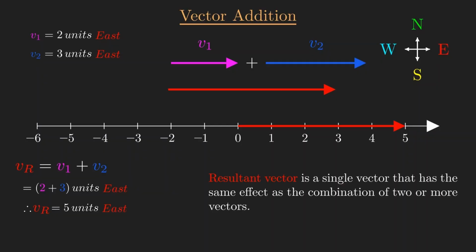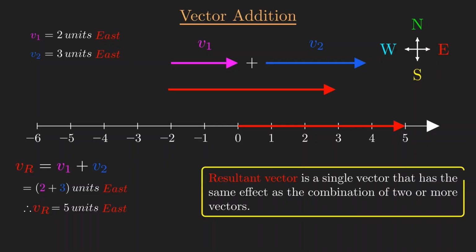So what is a resultant vector? A resultant vector is a single vector that has the same effect as the combination of 2 or more vectors. That is to say that this red vector here is a resultant vector. It has the same effect as the combination of v1 and v2. VR is equal to v1 plus v2.